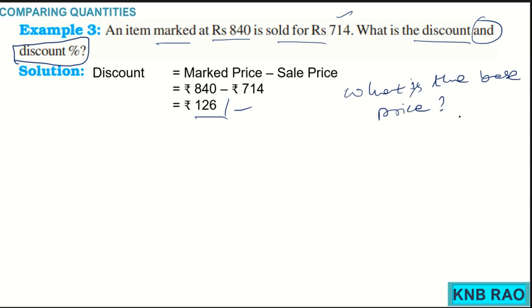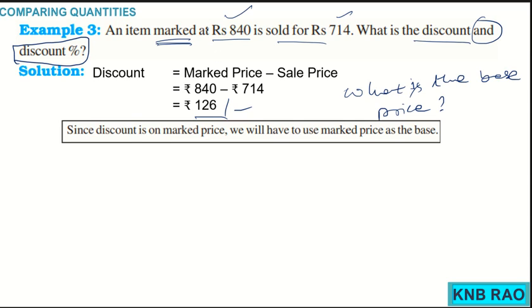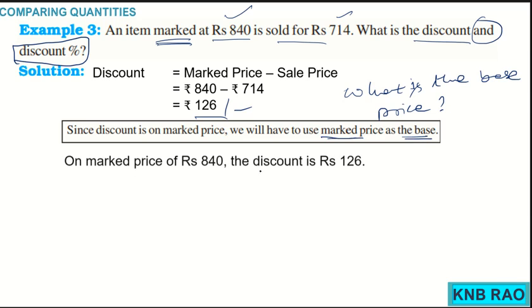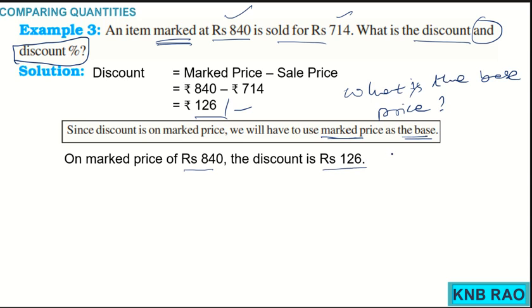Out of what? This 126 rupees is the reduction. Remember children, this reduction is on 840 rupees, that is on the market price. Therefore, since the discount is given on the market price, we will consider the market price as the base price. So on the market price of rupees 840, the discount is 126 rupees.